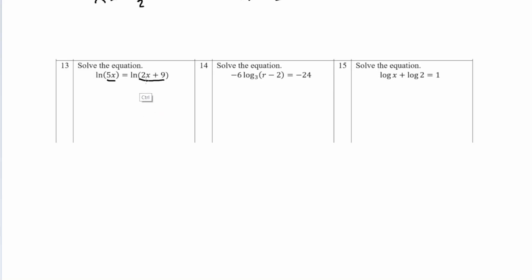However, if you wanted to cancel that ln, you would just say e to this power, e to that power, and that's because ln is, once again, as stated at the top of this section, log base e. So there you go. Either way, you end up with 5x equals 2x plus 9.